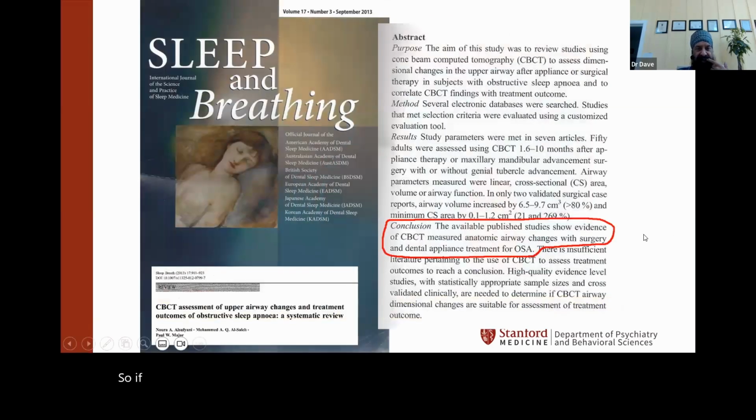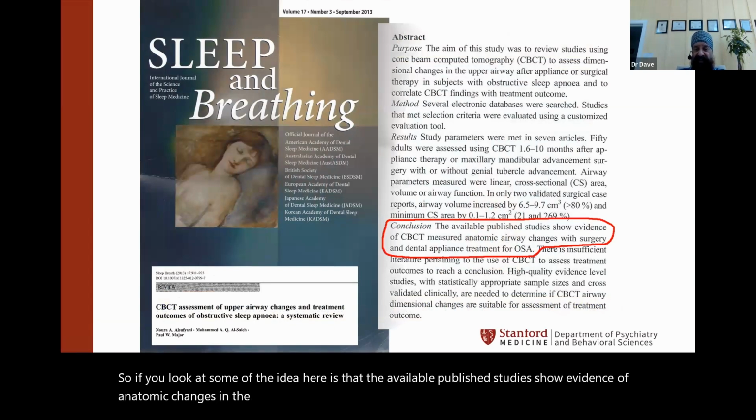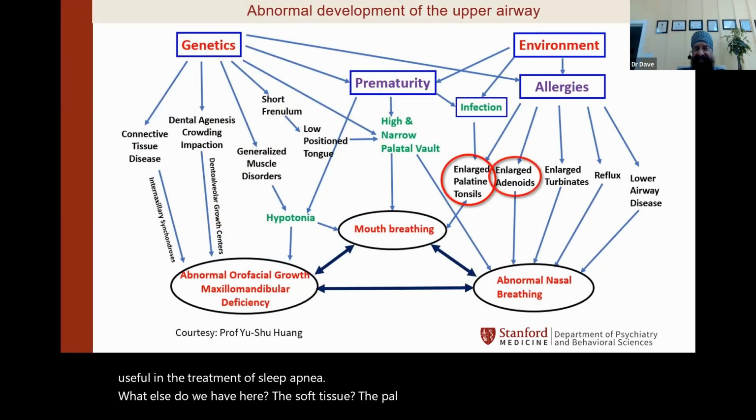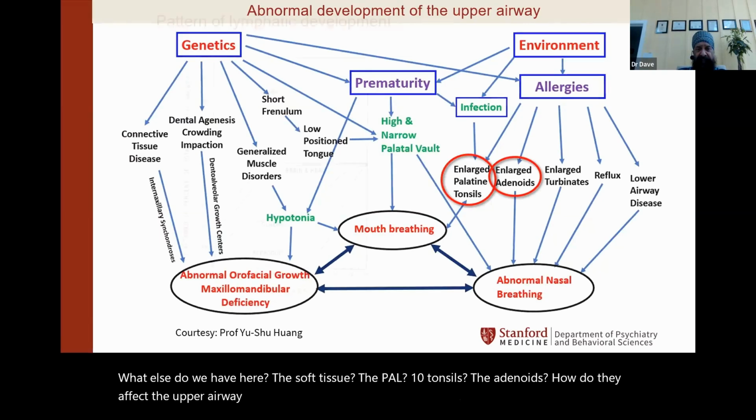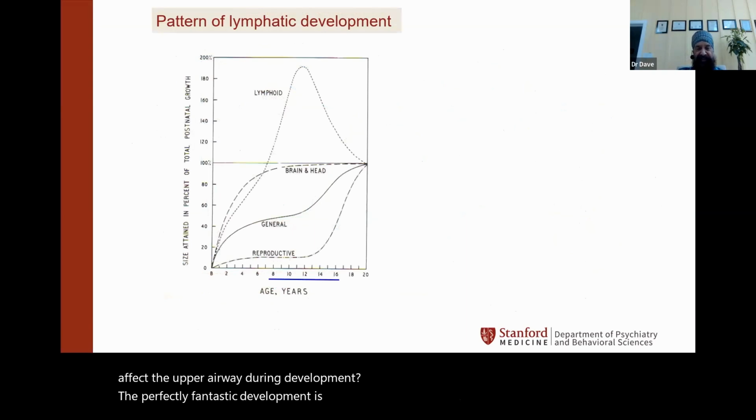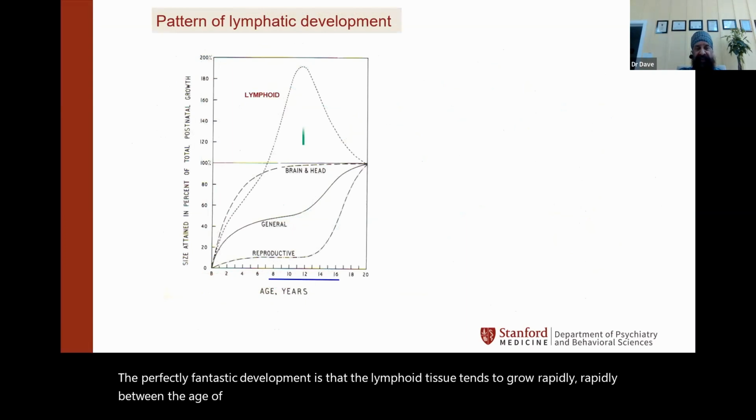So if you look at some of the ideas here, the available published studies show evidence of anatomic changes in the airway, either with surgery or with dental appliances, and they may be useful in the treatment of sleep apnea. What else do we have here? The soft tissue, the palatine tonsils, the adenoids, how do they affect the upper airway during development? Well, the pattern of lymphatic development is that the lymphoid tissue tends to grow rapidly between the age of 8 to about 16 years. And here's the peak occurring here.